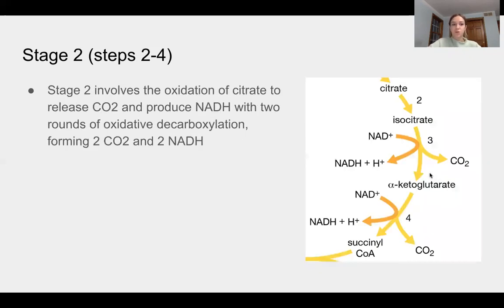So stage 2 is steps 2 through 4. This is where we are oxidizing the citrate to release carbon dioxide and produce NADH. So we have 2 rounds of this oxidative decarboxylation, so we'll be forming 2 molecules of CO2 and 2 molecules of NADH. Basically it's 2 consecutive steps of essentially the same thing happening in a row.